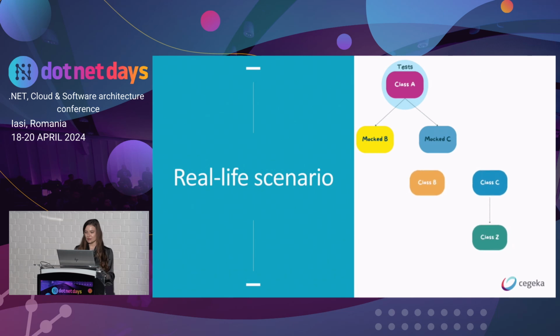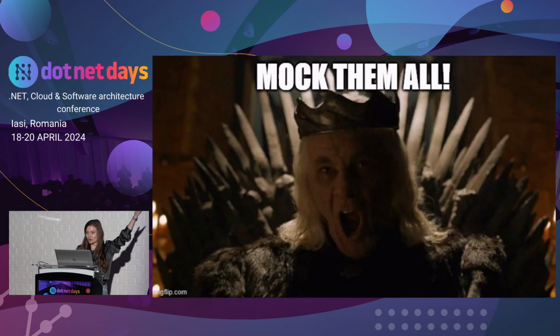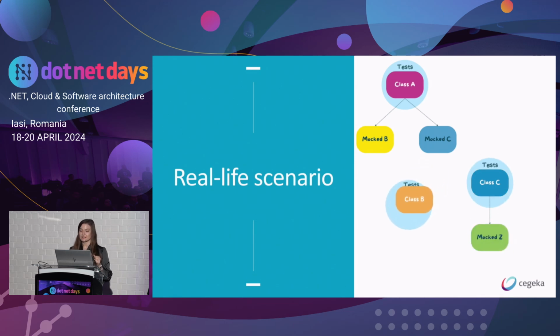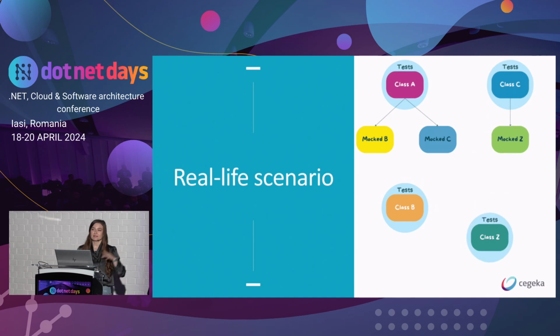Okay, but what do we do about the other classes? Class B, class C, and all other dependencies. Their code is not currently tested. So what do? We mock them all. So we would create a class B test, we would create a class C test, we would create class Z, and so on and so forth.